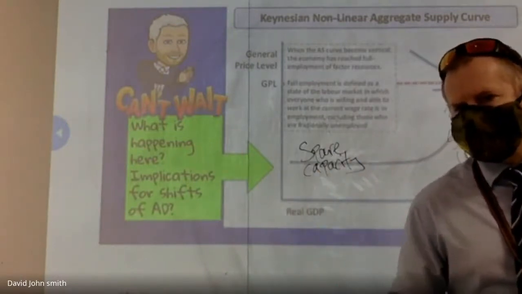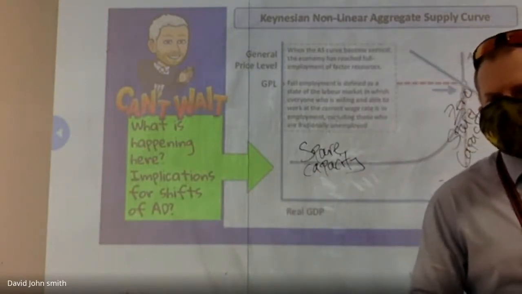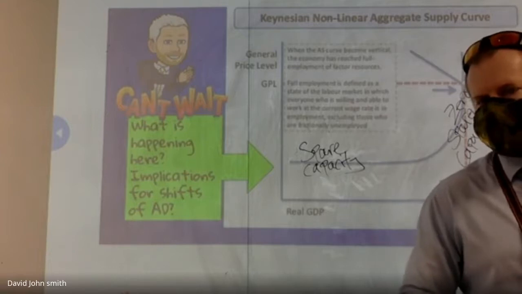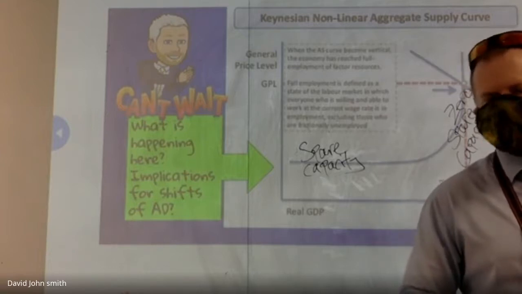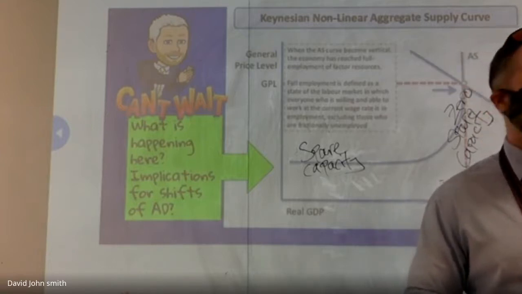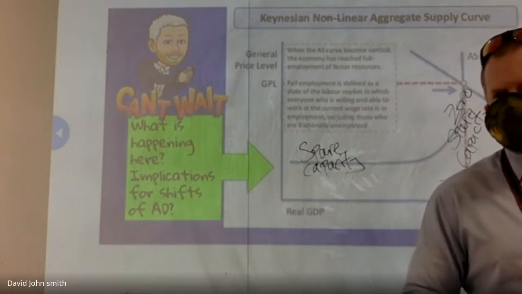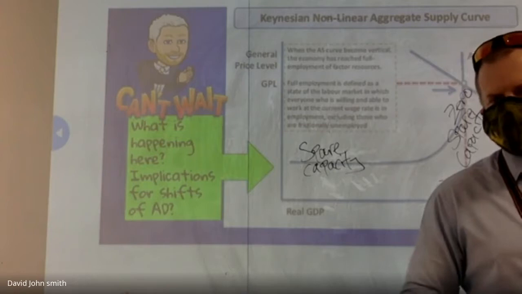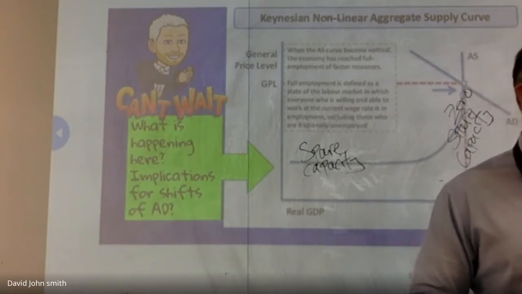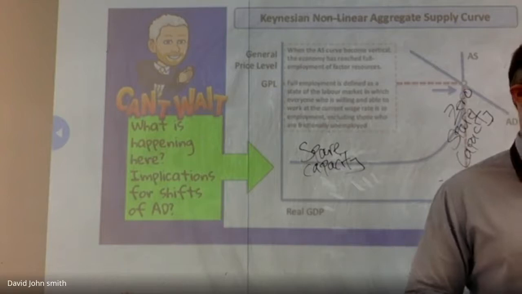Then the Japanese said, well, we need to spend money. All right, so they did. Lots and lots and lots of money. They also saved lots and lots and lots of money. And then they used that saving to spend on lots of things.